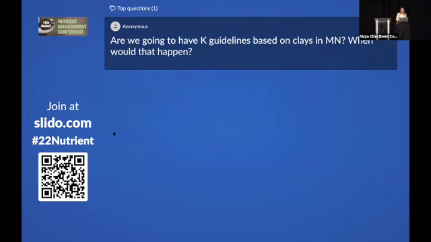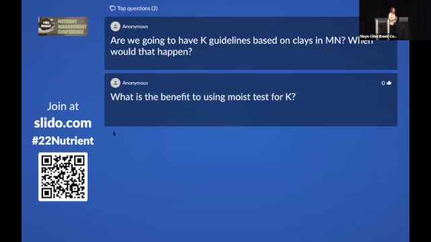Are we going to have K guidelines based on clays in Minnesota, and when would that happen? The answer is hopefully. If this study does yield good responses that are reliable and something that we can feel confident about modifying, yes, we would like to have guidelines, especially looking at smectite and illite amounts in the soils, that are segregated out between smectites or illites or based upon that ratio.